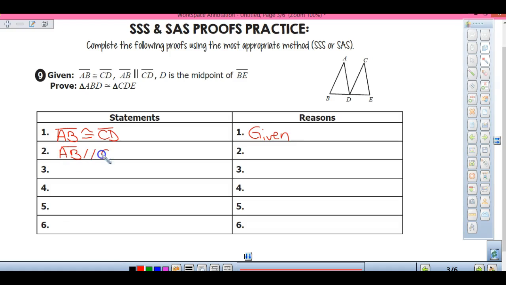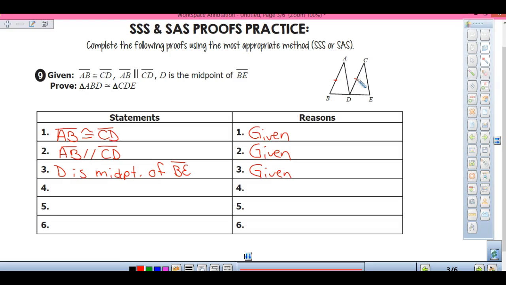AB is parallel to CD, given. D is the midpoint of BE, given. Okay? What does it say? What else are you supposed to do in step number 1 on your gold sheet? Mark your diagram. AB is congruent to CD.